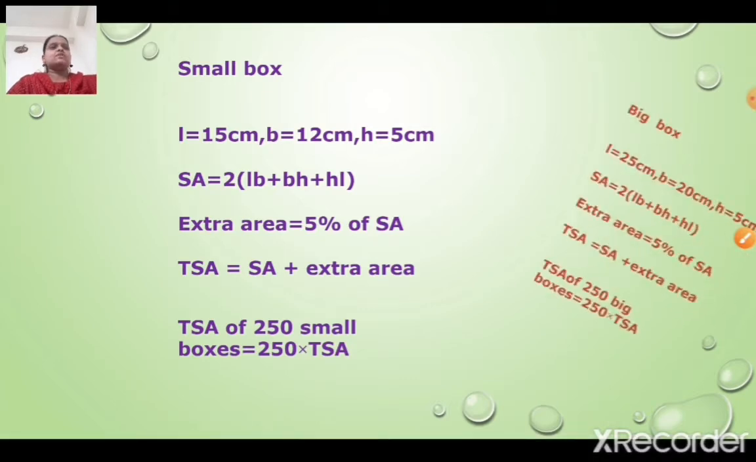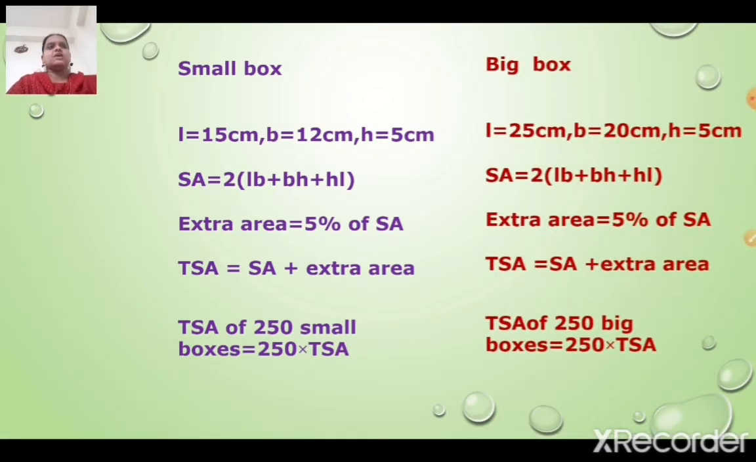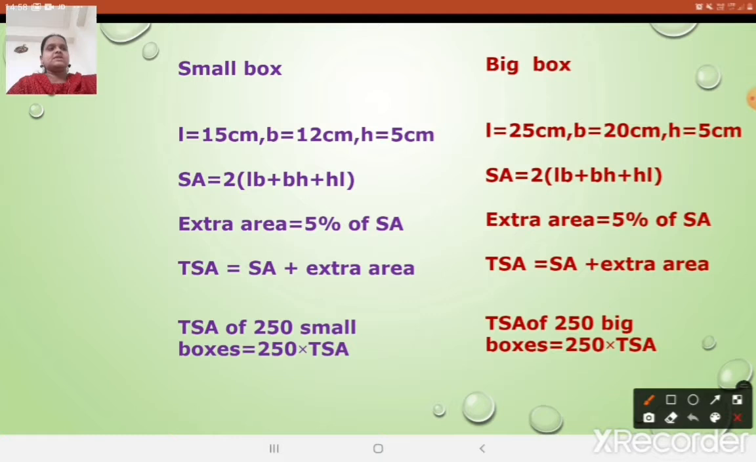Similarly, we will do it for the bigger box also, because for that box the dimensions are different. Length is 25 cm, breadth is 20 cm and height is 5 cm. Again, we will find the surface area by applying the total surface area formula, 2 in the bracket LB plus BH plus HL. Then find the extra area for overlapping, that is 5% of surface area, and then the total surface area is equal to the surface area plus extra area.